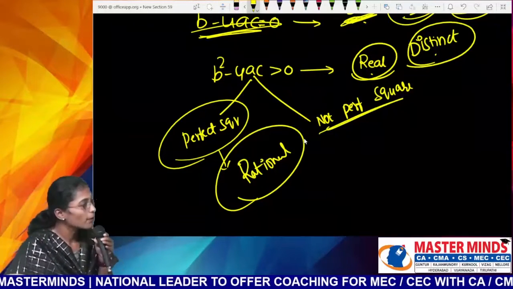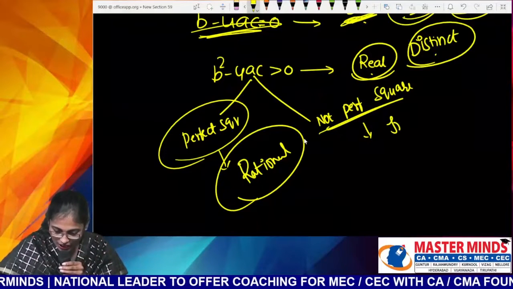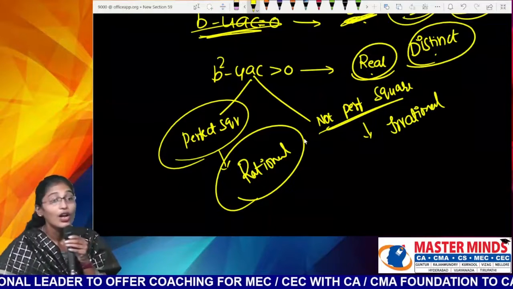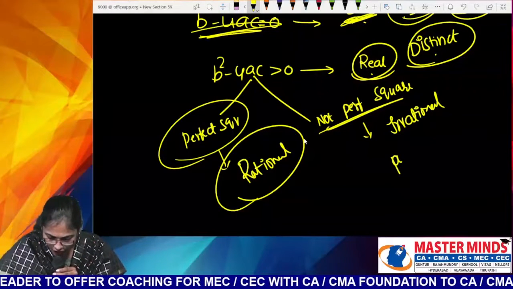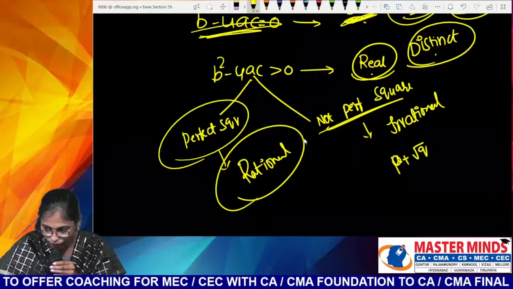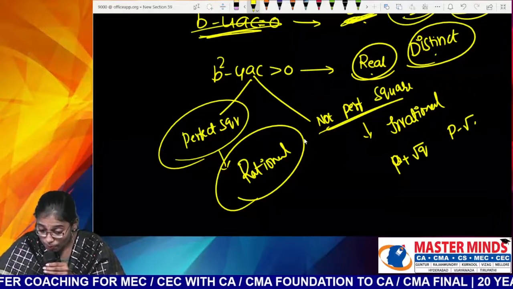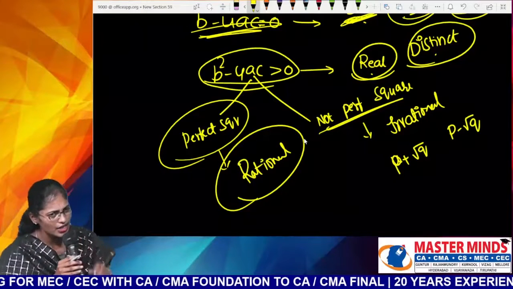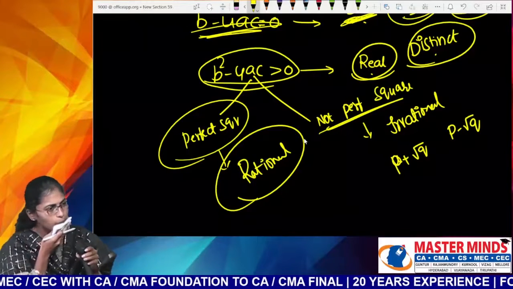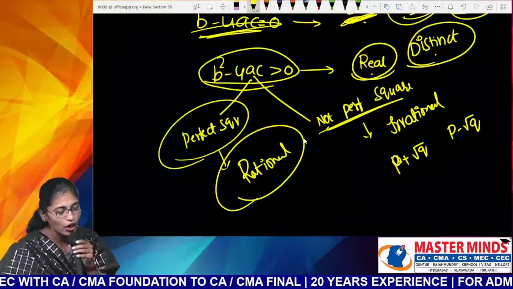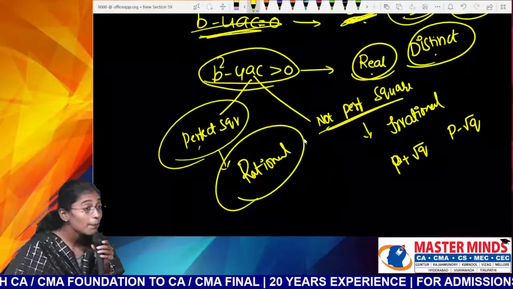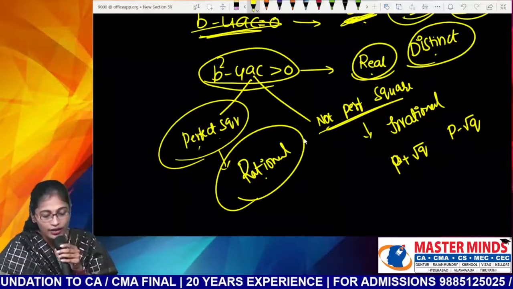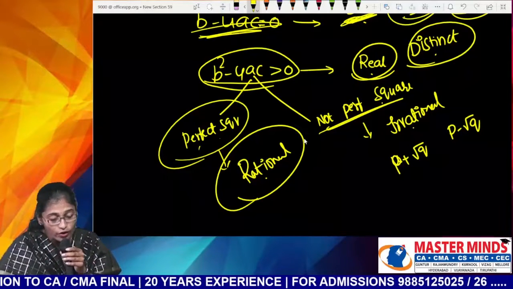If it is not a perfect square, the roots are irrational. What I mean by irrational is, if one root looks like p plus root q, the other root is p minus root q. So b square minus 4ac greater than 0 means positive. In such a case, we have how many contexts? What are they? Perfect square: when it is a perfect square, the roots are rational. When it is not a perfect square, the roots are irrational.